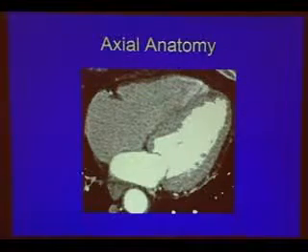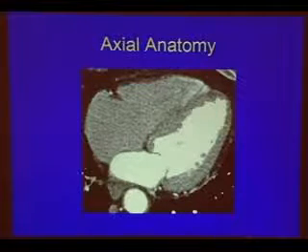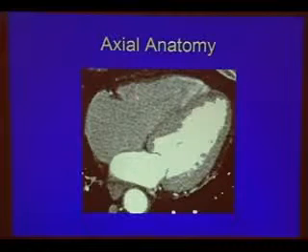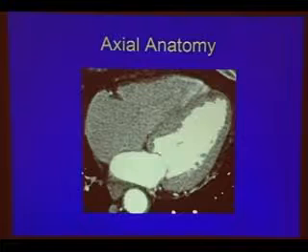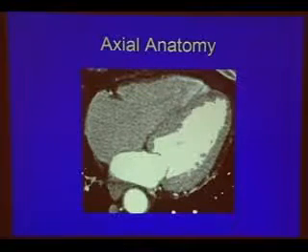We can see the axial anatomy of the heart. We can evaluate not only the coronary arteries, but we can also evaluate the chambers of the heart, such as the left ventricle, the right ventricle, left atrium, and right atrium. We can also evaluate the valves, in this case the mitral valve.